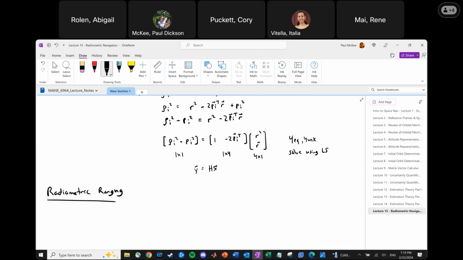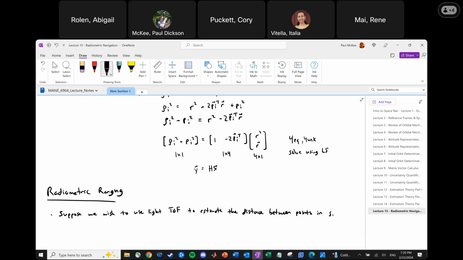So let's be a little bit more specific about this. Suppose we wish to use light time of flight to estimate the distance between points in space.